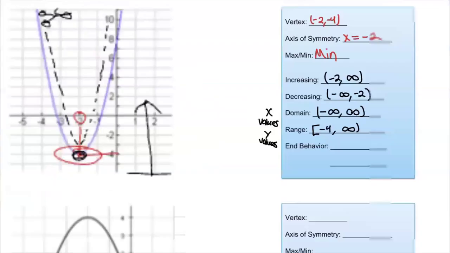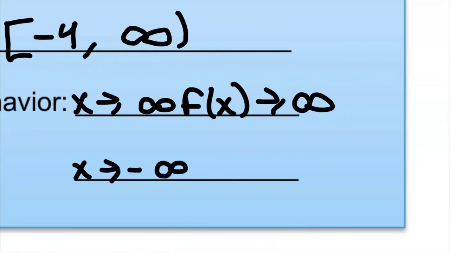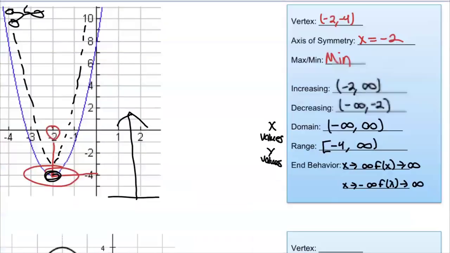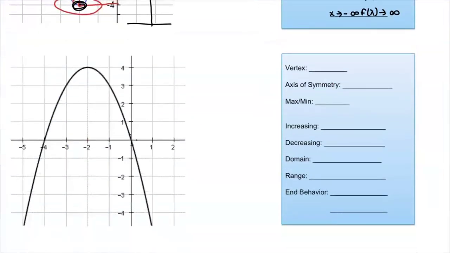And our end behavior, this is a positive graph. So our end behavior is as x approaches infinity, f of x also approaches infinity. And as x approaches -infinity, f of x also approaches infinity. So that's it for the first one. Let's move on to the second one.